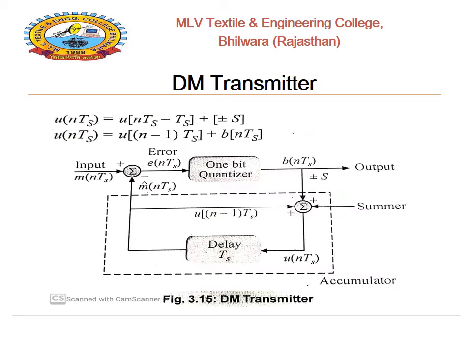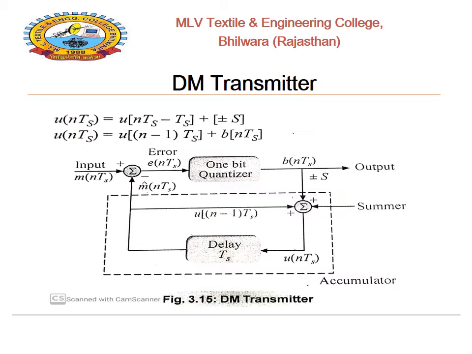The next slide represents the DM transmitter, the delta modulator transmitter section. It consists of an accumulator. The accumulator consists of a summer and a delay of the amount Ts, a time delay of Ts. The other section is the 1 bit quantizer that creates a single bit according to the size: plus s for 1, minus s for 0.